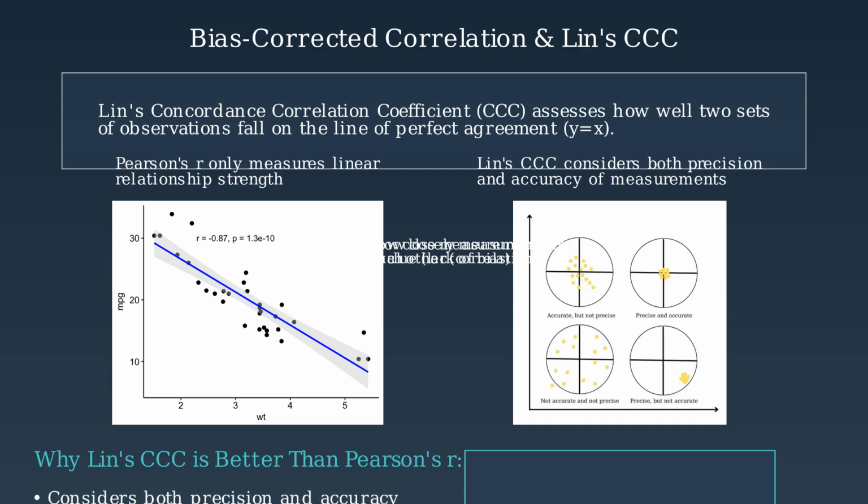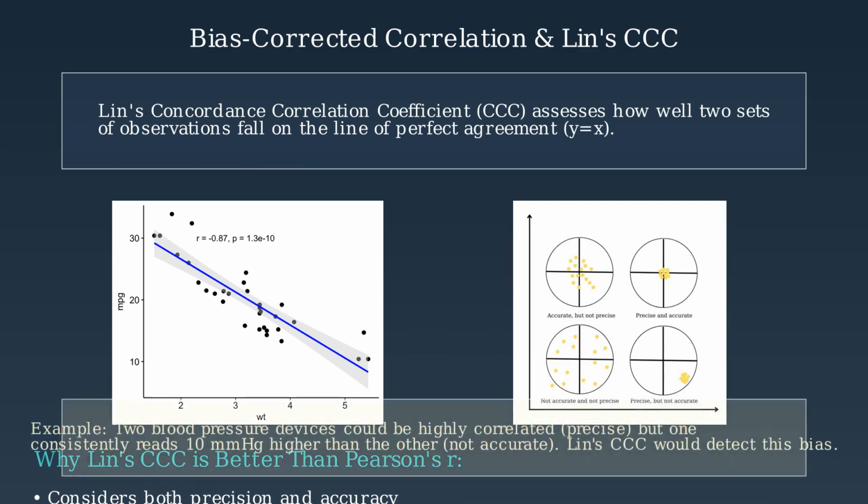It considers both precision and accuracy, specifically measures agreement along the line of perfect agreement where y equals x, and can detect systematic bias between different measurement methods. For example, two blood pressure devices could be highly correlated, meaning they're precise, but one might consistently read 10 millimeters of mercury higher than the other, meaning they're not accurate. Lin's CCC would detect this bias, while Pearson's R would not.